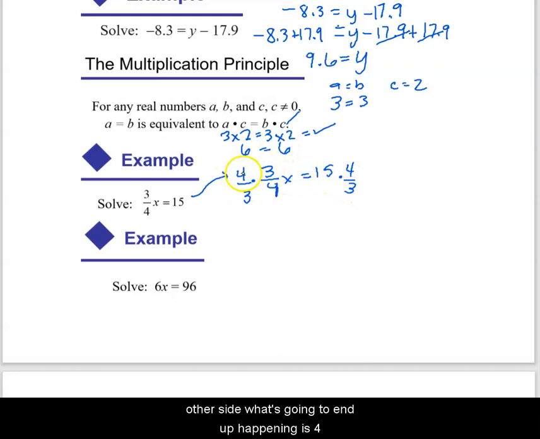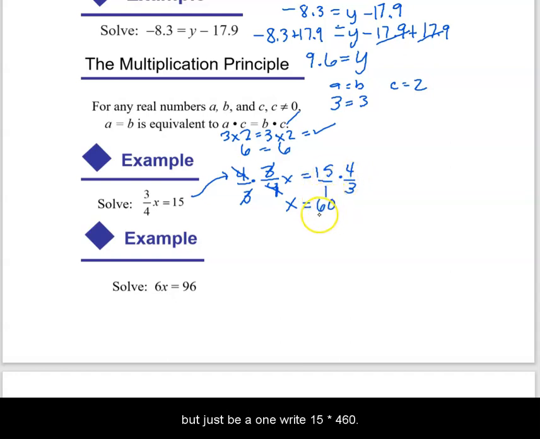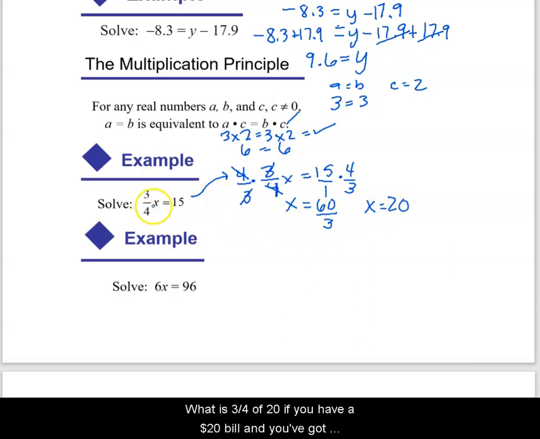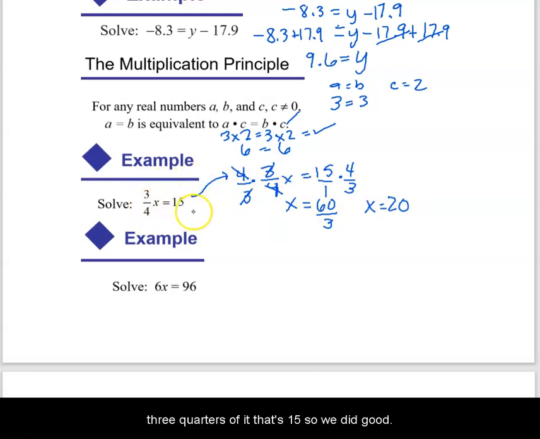What's going to end up happening is 4 times 3 is 12, 3 times 4 is 12, 12 over 12 is just 1. So these things end up canceling out, and we would get x is equal to 15 times 4, because on the bottom of this 15 would just be a 1, right? 15 times 4 is 60 over 3, and 60 divided by 3 is 20, okay? Well, what is 3/4 of 20? If you have a $20 bill and you've got 3/4 of it, that's 15. So we did good.